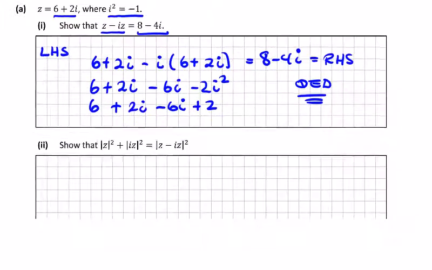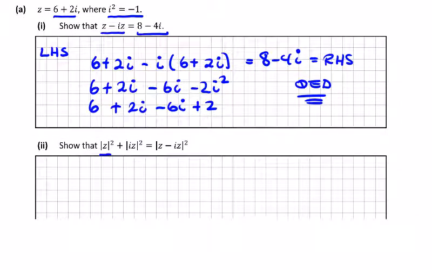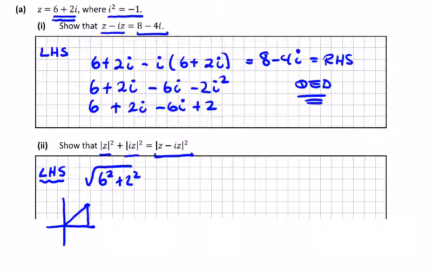Then you're asked to show the modulus of z squared plus the modulus of iz squared is equal to the modulus of z minus iz squared. Okay, let's do the left hand side first. The modulus of z, so your knowledge of modulus is the square root of 6 squared plus 2 squared. Let's say 6 plus 2i is here. Out 6 and up 2. The modulus is the distance from the origin, as you all know. So that's going to be 36 plus 4, root 40.